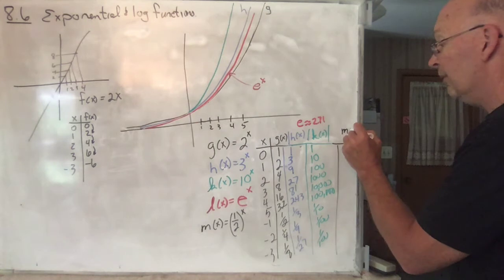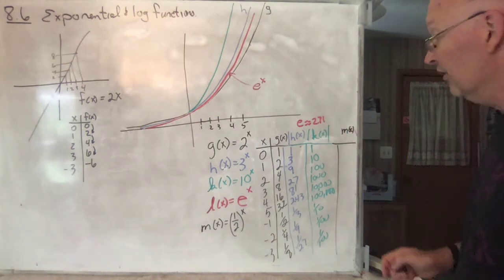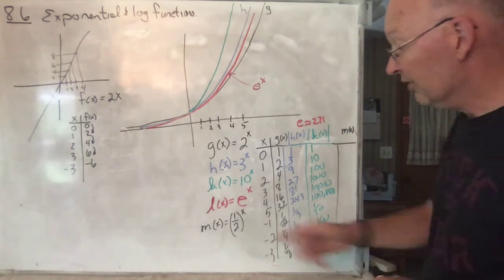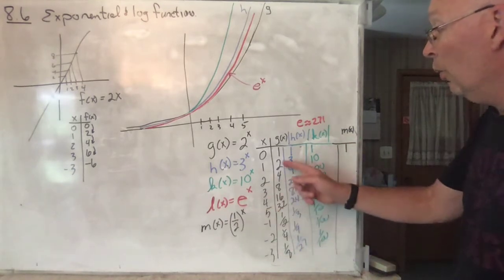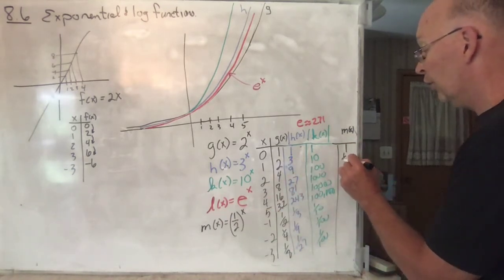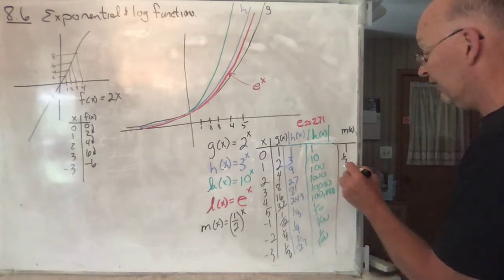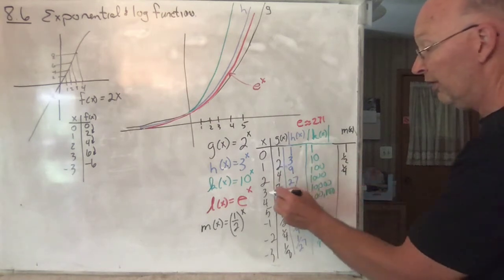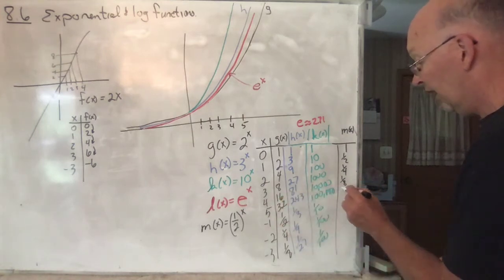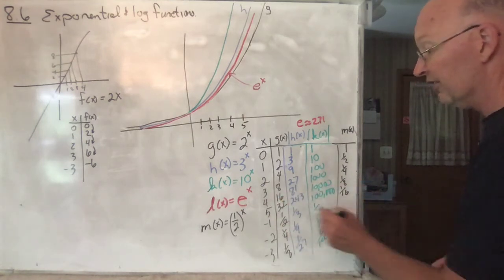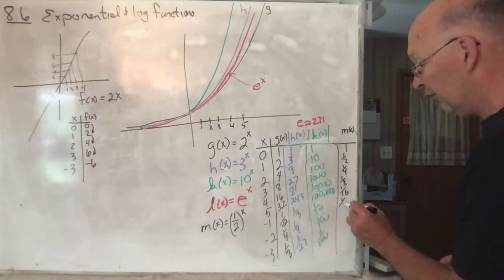So this is m of x here. And so now let's see what happens. 1/2 to the 0 power is 1. 1/2 to the first power is 1/2. 1/2 squared is 1/4. 1/2 cubed is 1/8. 1/2 to the fourth power is 1/16. 1/2 to the fifth power is 1/32.